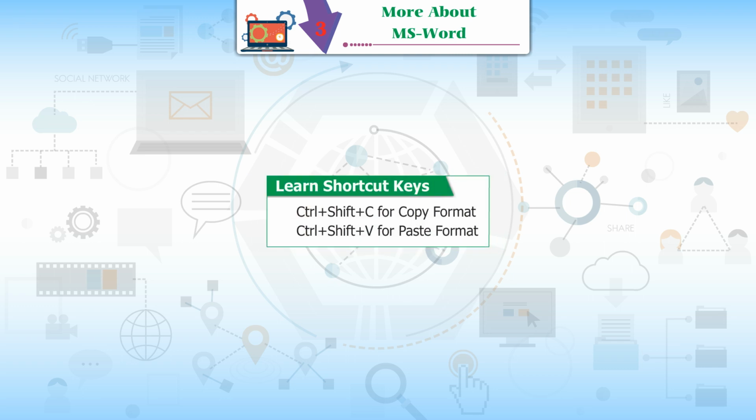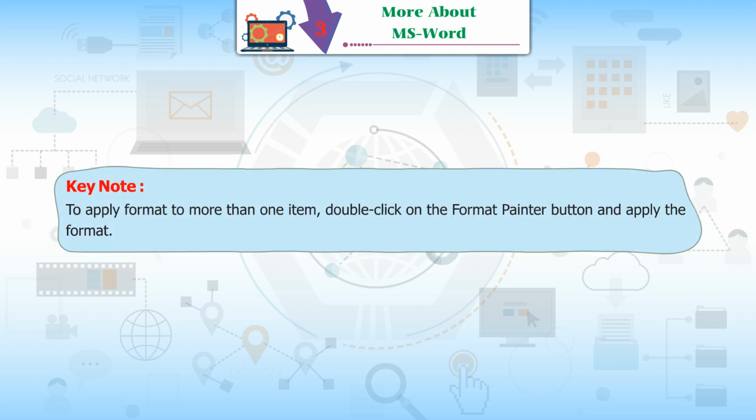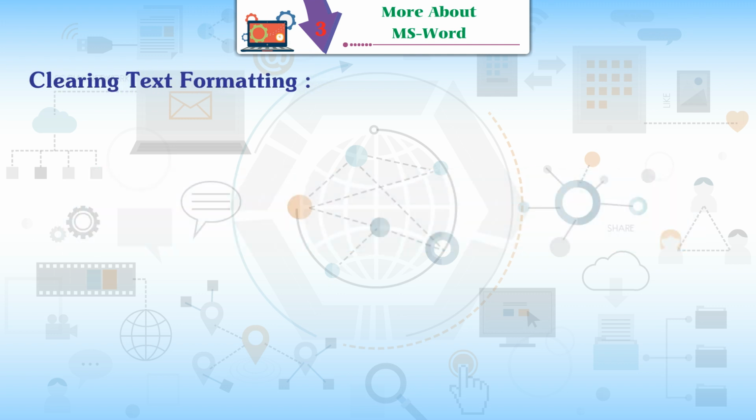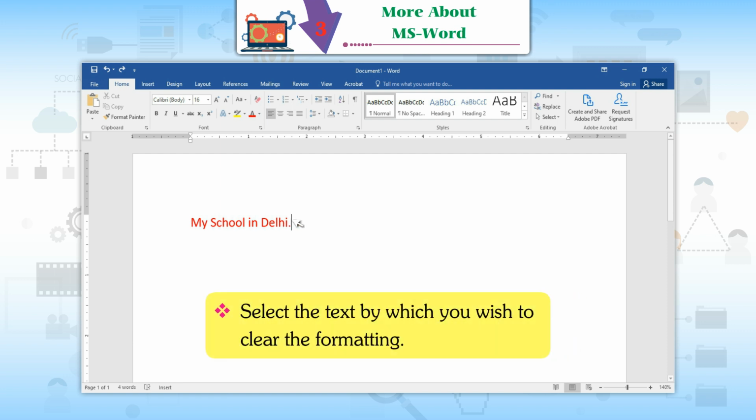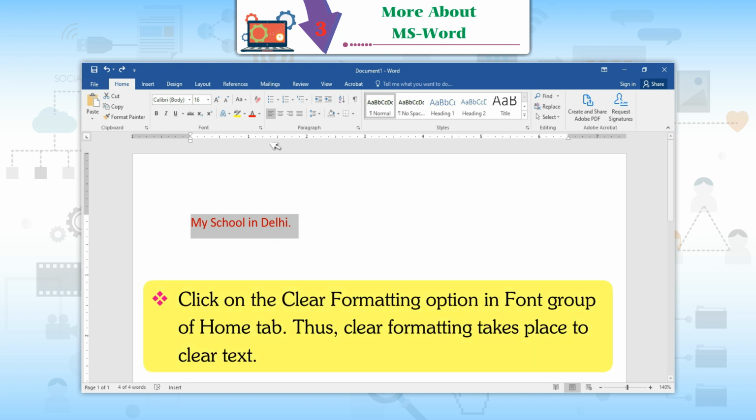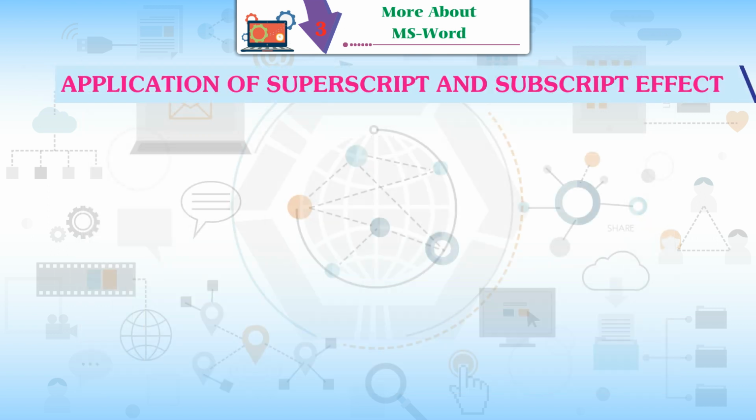Ctrl plus Shift plus C for copy format. Ctrl plus Shift plus V for paste format. Keynote: to apply format to more than one item, double-click on the Format Painter button and apply the format. Clear text formatting. Let us know how to do it. Select the text from which you wish to clear the formatting. Click on the Clear Formatting option in the Font group of the Home tab. Thus, clear formatting takes place to clear text.